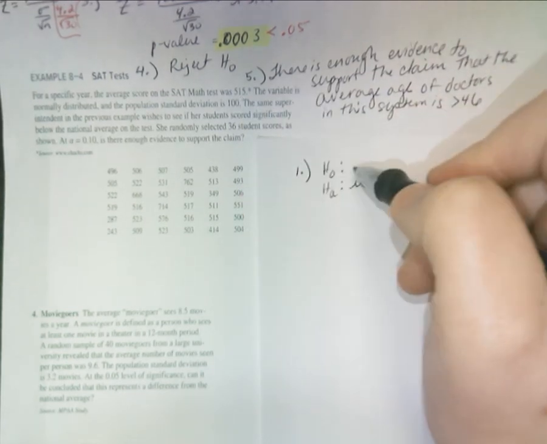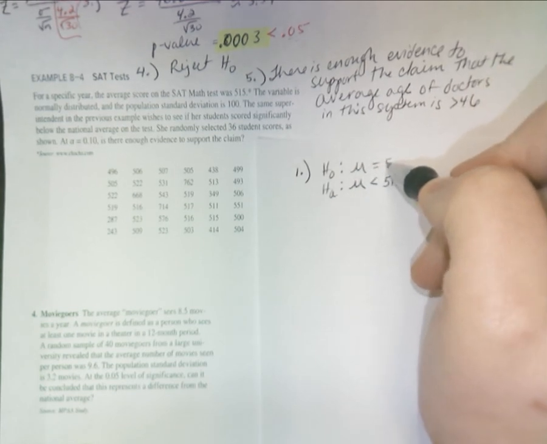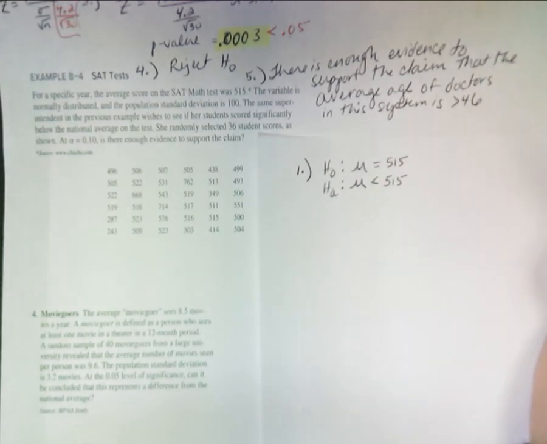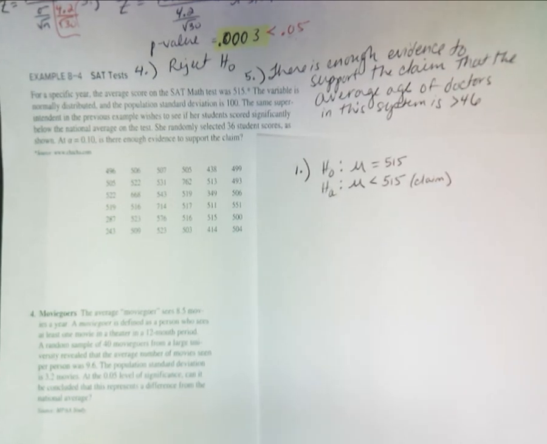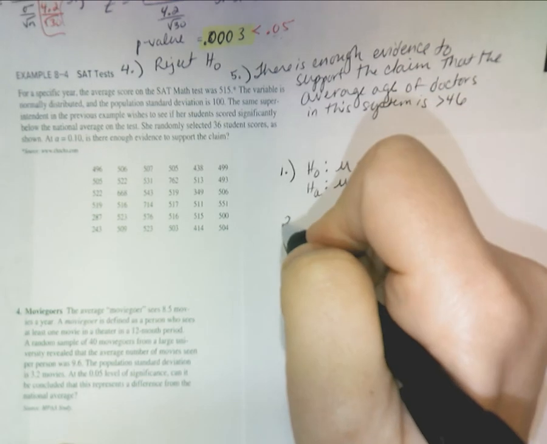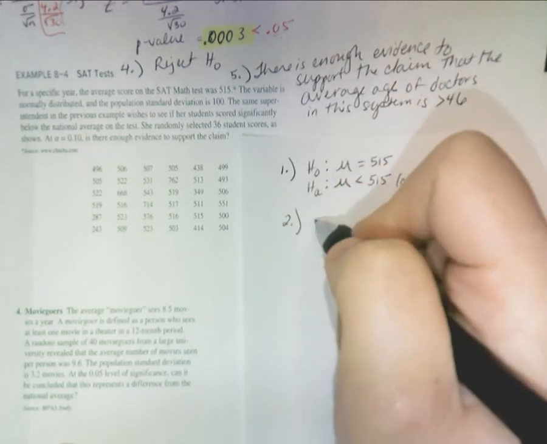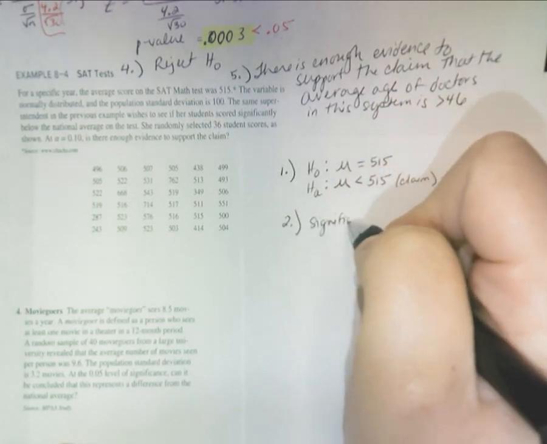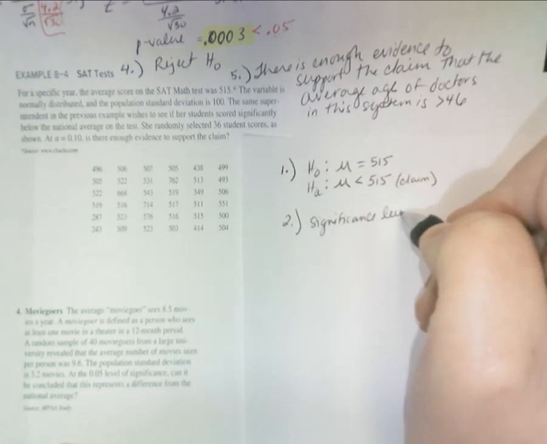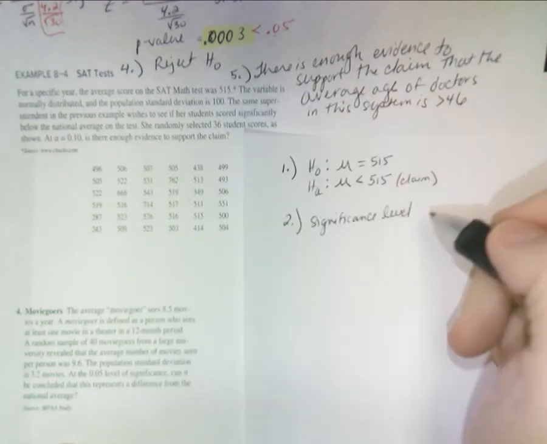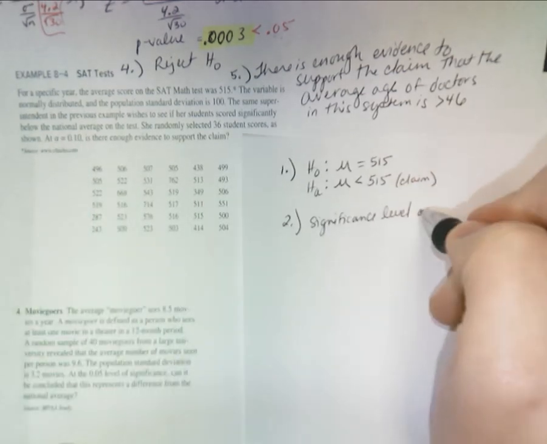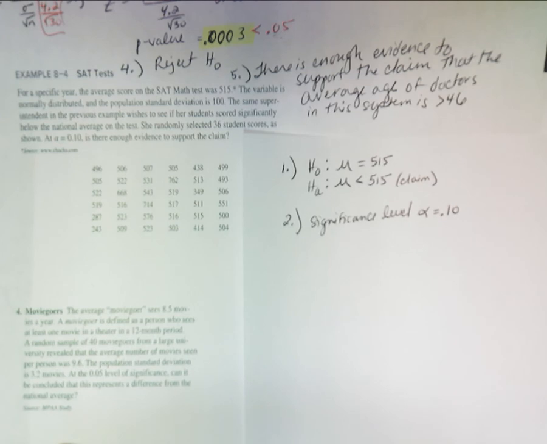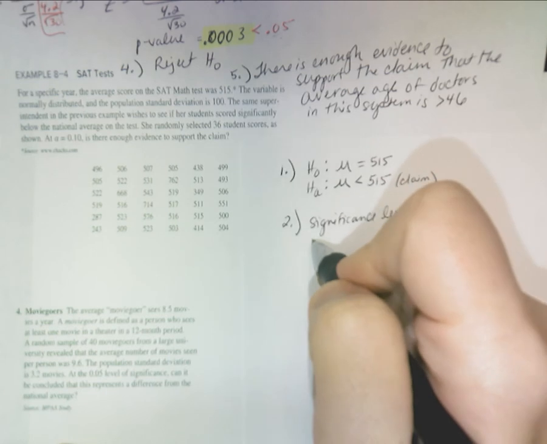Okay. What's H0 going to be? Well, it's equal to 515. It's probably about the average. Okay, so this is our claim. Write that, step number 1. Step number 2, state your significance level. It's a lot of restating, so don't freak out if this seems like a lot. It's really just restating stuff in here. What's the significance level? Well, she chose 10%. Alpha equals 0.10.